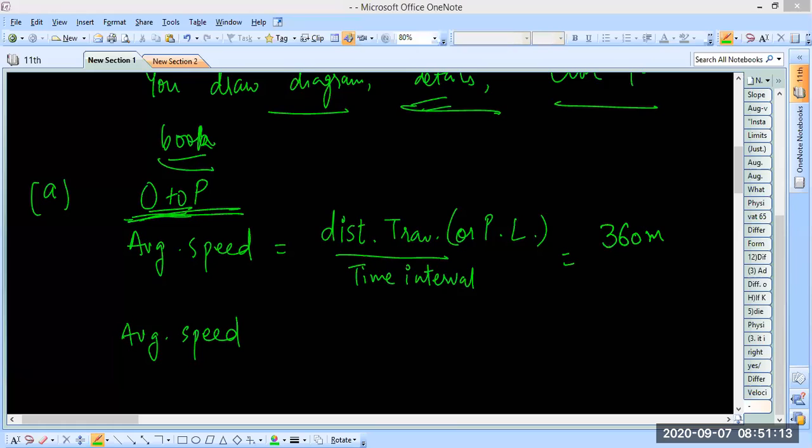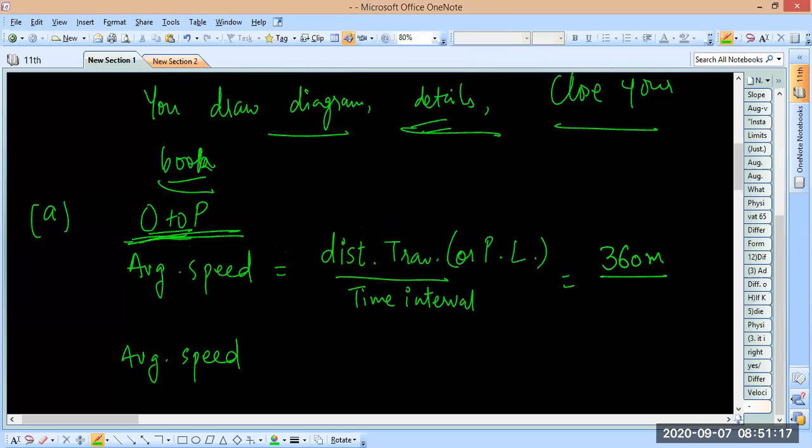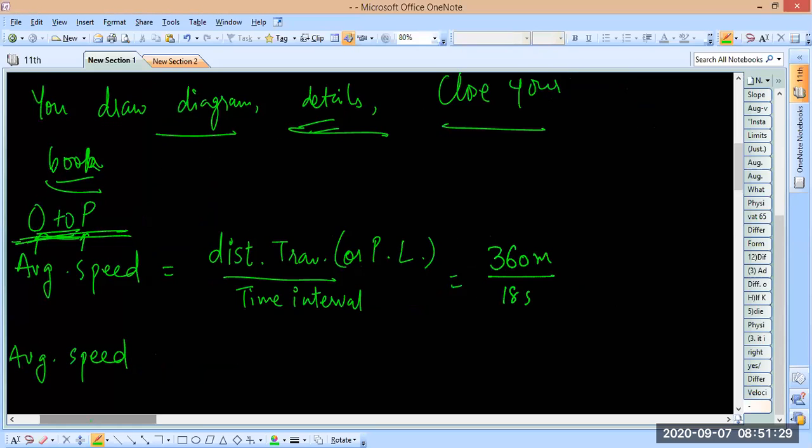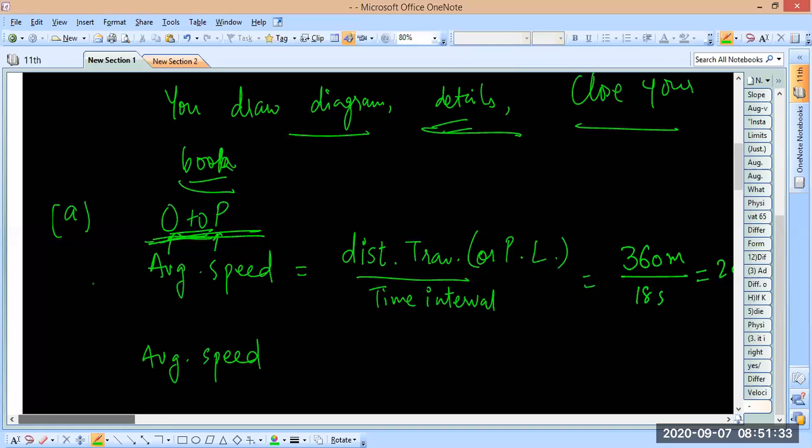All right, 360 meters divided by the time interval. How much time did it take to go from O to P? Okay, 18 seconds. Right, so the final answer will be 20 meters per second. Which direction? I'm asking you, which direction? Everyone, 20 meters per second. All right, which direction?